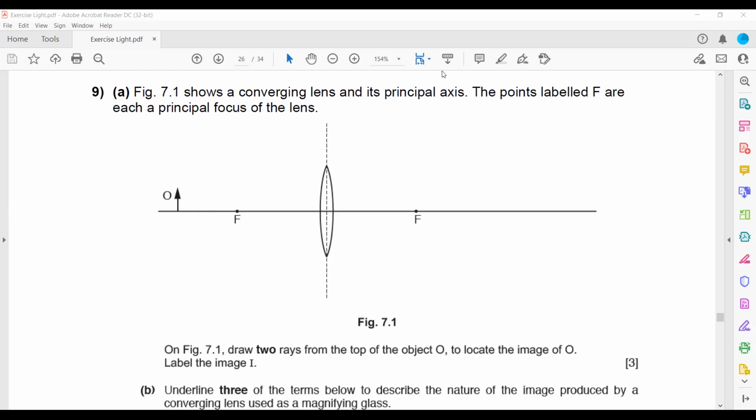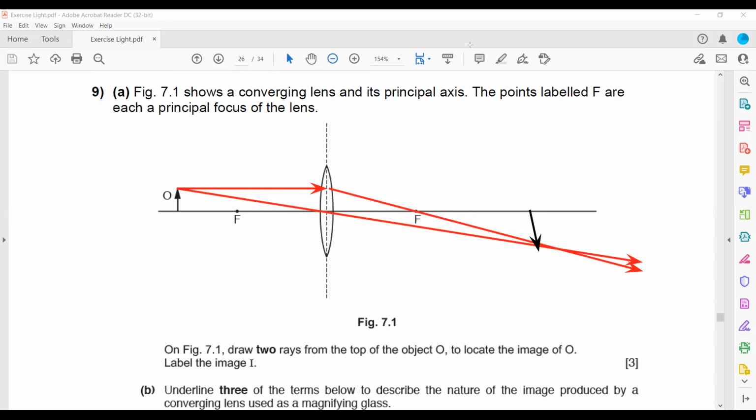So what you will do in the exam, you will first draw a parallel light ray. The parallel light ray will pass through the focus. Then through the center of the lens, you will draw another light ray. It will pass straight. The point where the two light rays intersect is the position where the image will form. So when we represent the formation of the image, the point where the two light rays actually intersect is the position where the image forms. So we write that as I.